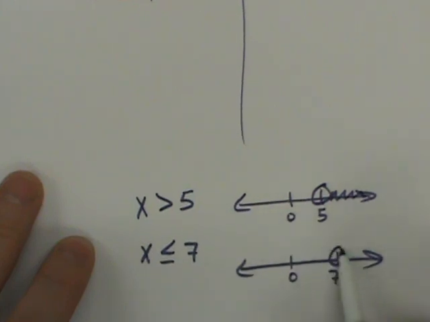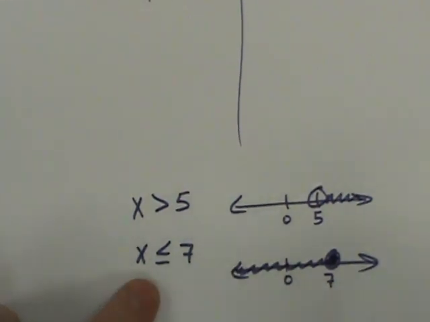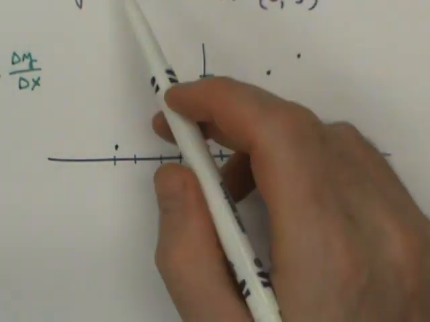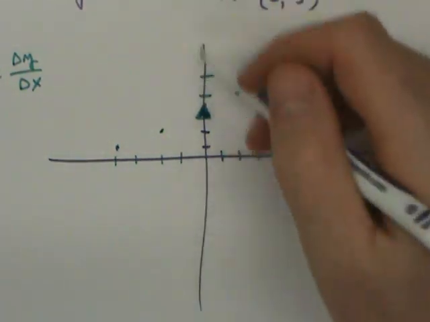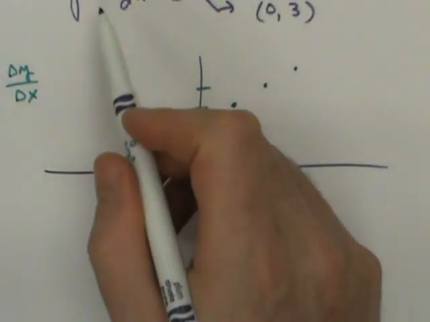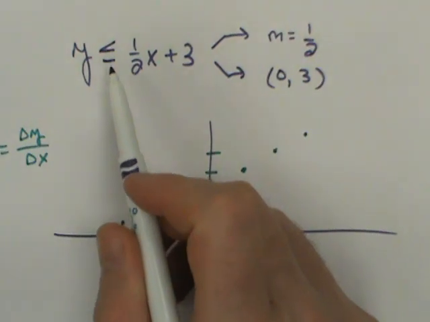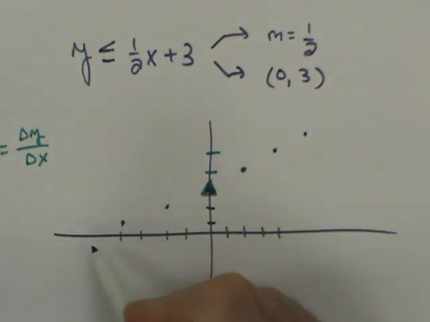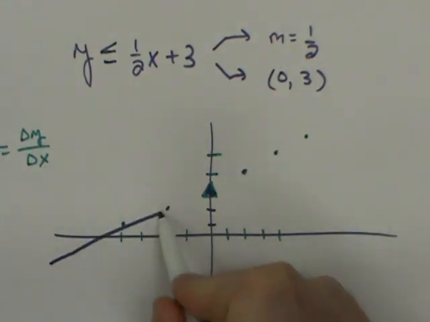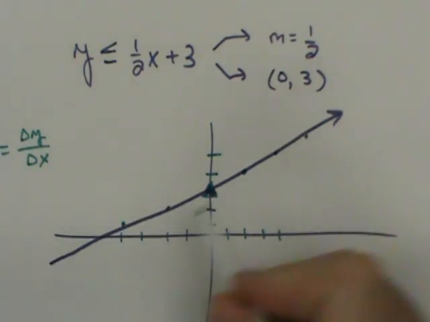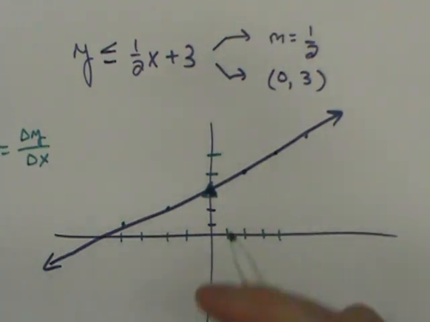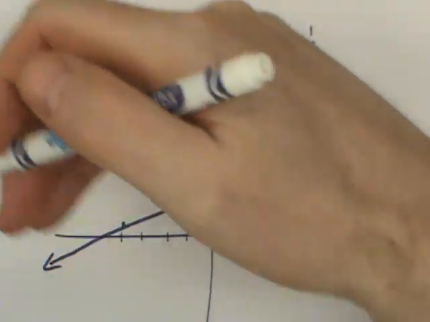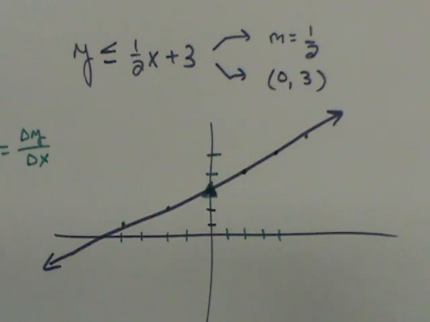We'd have 7, we'd do a closed circle and shoot this direction, shoot off to the left. When I'm doing a line in the XY plane, I have to consider whether I want a solid line or a dashed line. Because this has equality in it, it has equals, I will make this a solid line just like that. And then I understand that it's an inequality, so I have a whole region that's being shaded. And the trick is to figure out what region is being shaded.